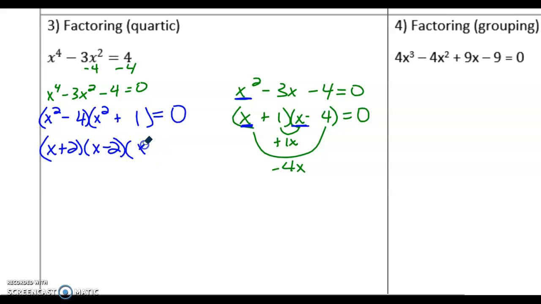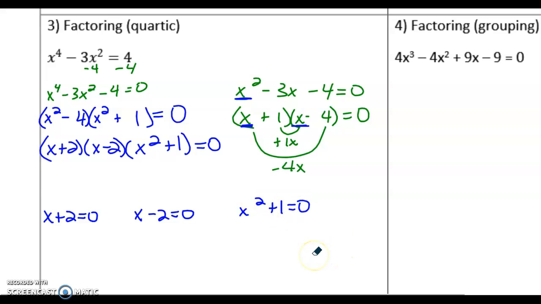We can't do that on the second one, though, because it's sum of squares. We don't have a way to factor. That one's going to get you imaginary numbers. So now just set all your factors equal to 0. So x plus 2 equals 0, x minus 2 equals 0, x squared plus 1 equals 0.